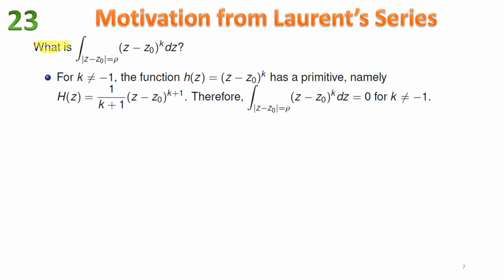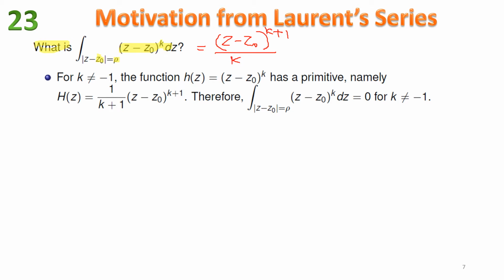What is the value of the integration of (z minus z0) to the power k dz when the integration rolls over a circle of radius rho, which is punctured at z0? I mean to say that it has an isolated singularity at z0. Now, this is a very routine integration that we are talking about, and this is equal to (z minus z0) to the power k plus 1 upon k plus 1.